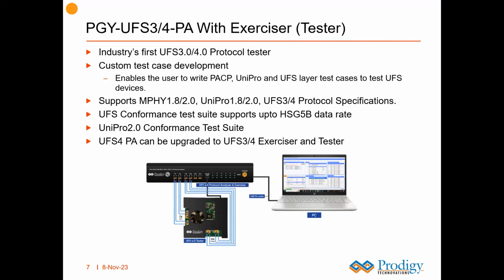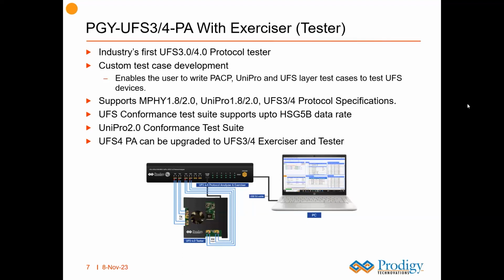You will also have API support going forward so that you can do complete automation of the test setup. It supports M5, UniPro 1.8 and 2.0, and UFS 3 and 4, M5 5.0. The UFS Conformance Test Suite is available all the way up to data rate HS Gear 5B. The UniPro 2.0 Conformance Test Suite is also available. And the UFS 4 Protocol Analyzer can be upgraded to UFS 3/4 exerciser and testing capabilities.